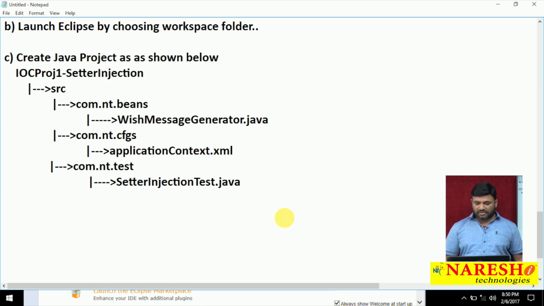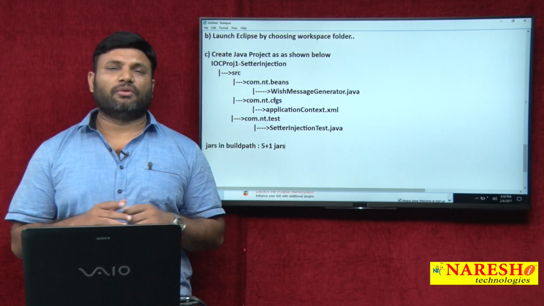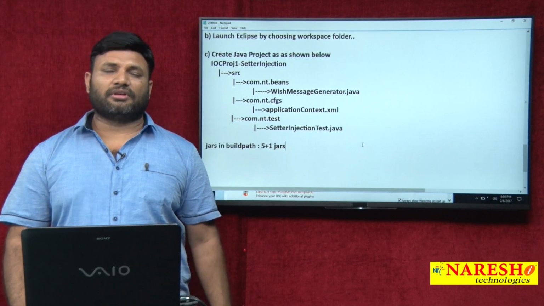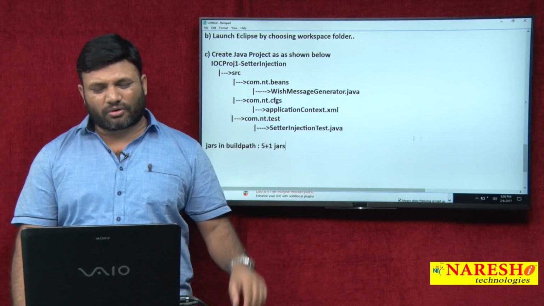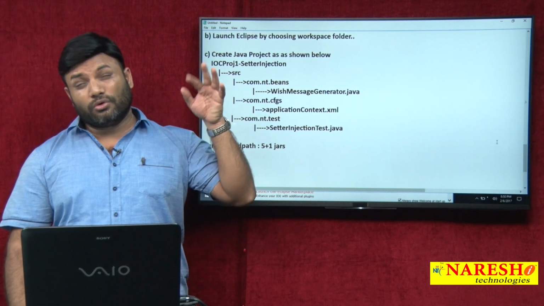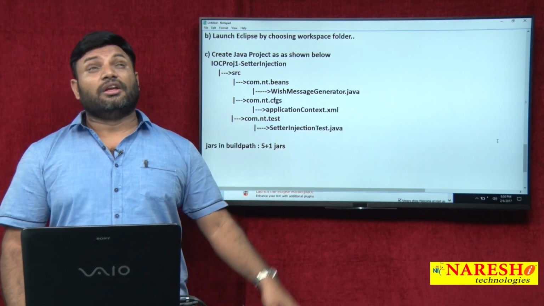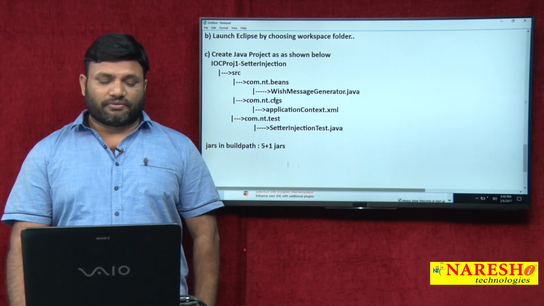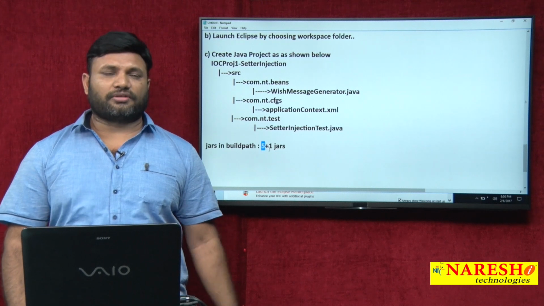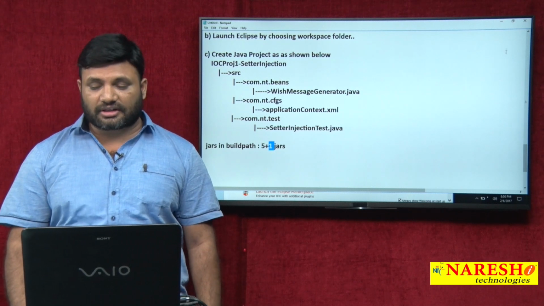So what about the jars in the build path? Since it is a core module, just 5 plus 1 jars we have to place. 5 jars you can collect from the Spring libraries. One jar you can collect from commons-logging.jar. You can download it from the internet, from the Apache website, or even from the Maven repository. If you have old Spring 2.5, you can collect it from there also. If you have a Hibernate installation, from there also you can collect it. 5 are from the Spring project, and one is a dependent jar, that is commons-logging.jar.